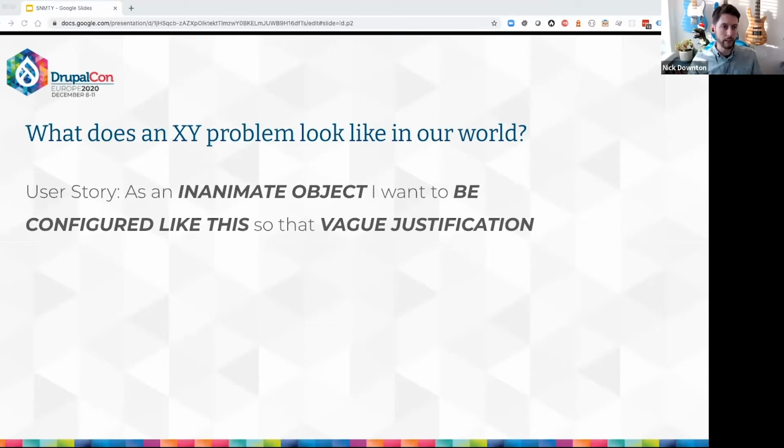So what it can end up looking like is something like this. So we could have a user story where, as an inanimate object, I want to be configured like this so that I do something, and we put a vague justification around it. So that could be something like, as an API, I want a blah endpoint so that we can blah. And aside from the thought exercise of me trying to imagine myself as an API, it doesn't really tell me anything about the purpose of what this story is. It's configured in a way that will actually just tell us, here's a thing I need to do, and we don't get an idea of the benefit of this.